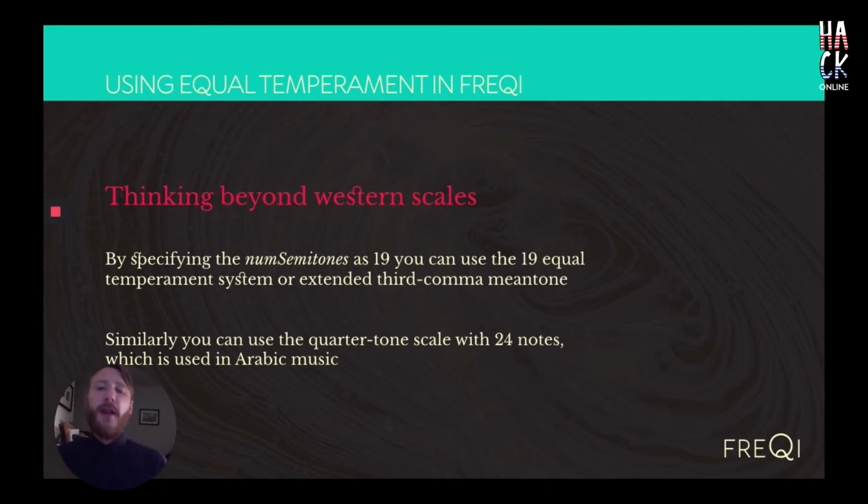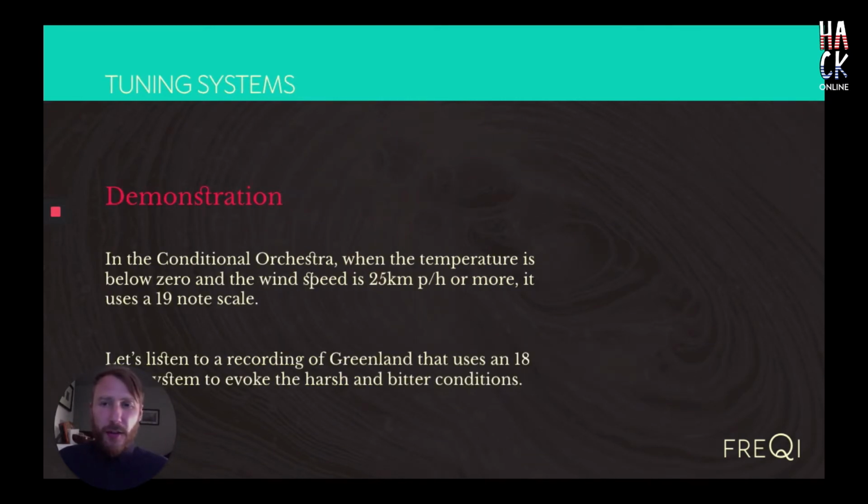By specifying that as 19, for example, you can use the 19 equal temperament system, or another name for it is the extended third comma mean tone. Catchy, right? And similarly, you can use the quarter tone scale, which is a 24-note system used in Arabic music. Basically, you can kind of do whatever you want with it, and that's fun. And I used that to my advantage in the conditional orchestra.